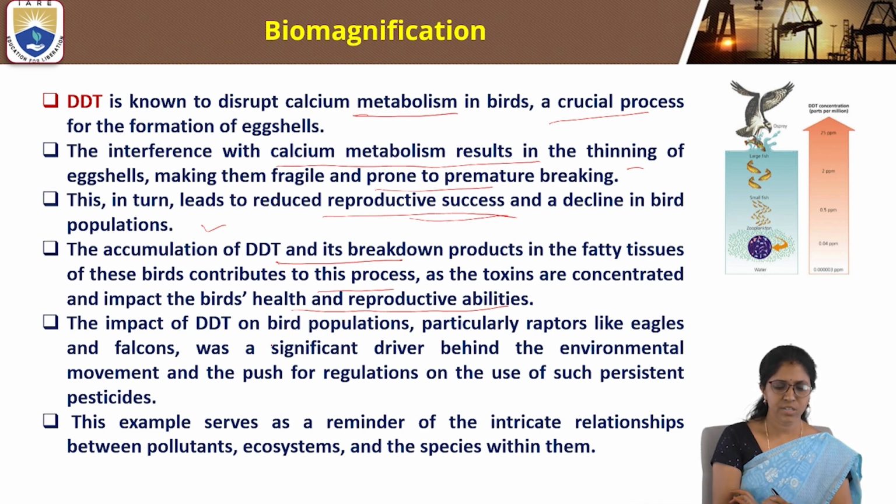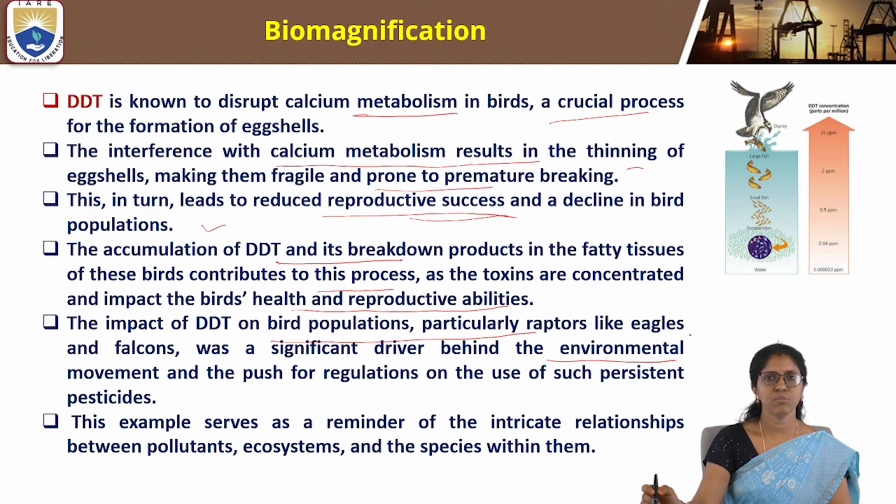The impact of DDT on bird populations, particularly raptors like eagles and falcons, was a significant driver behind the environmental movement and the push for regulations on the use of such persistent pesticides. This example serves as a reminder of the intricate relationship between pollutants, ecosystems, and the species within them.